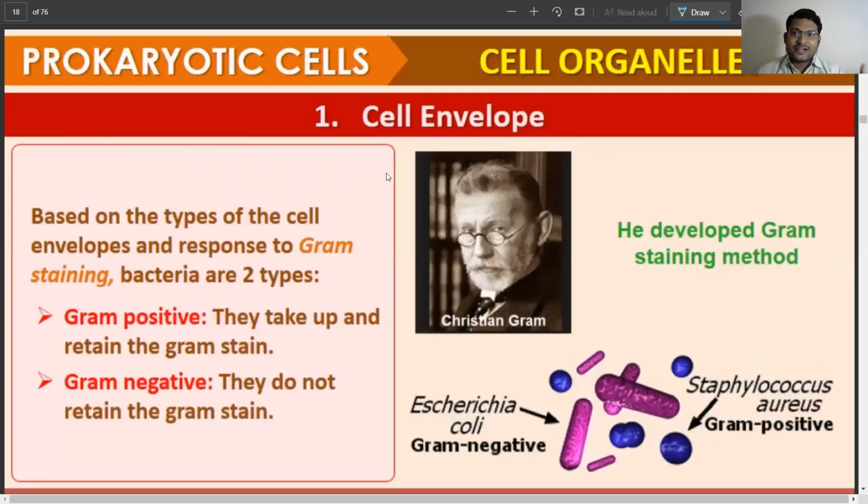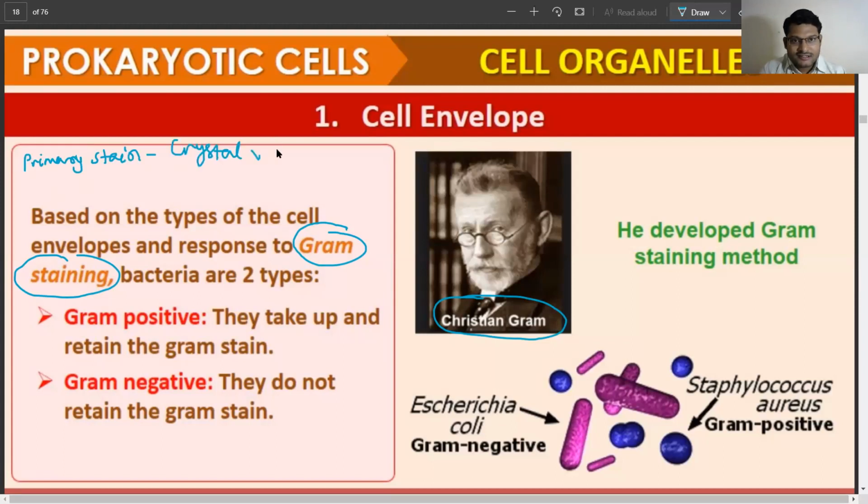Now, based on the cell envelope, we can classify the bacteria into two categories. Based on what? Based on the organization and response to one staining procedure called Gram staining. Okay. Now, this particular technique was developed by Christian Gram, and based on his name, we have the name Gram staining technique. Now, there is a particular stain that is used in this case, the primary stain, called crystal violet, and this crystal violet is used for staining the bacterial cell.